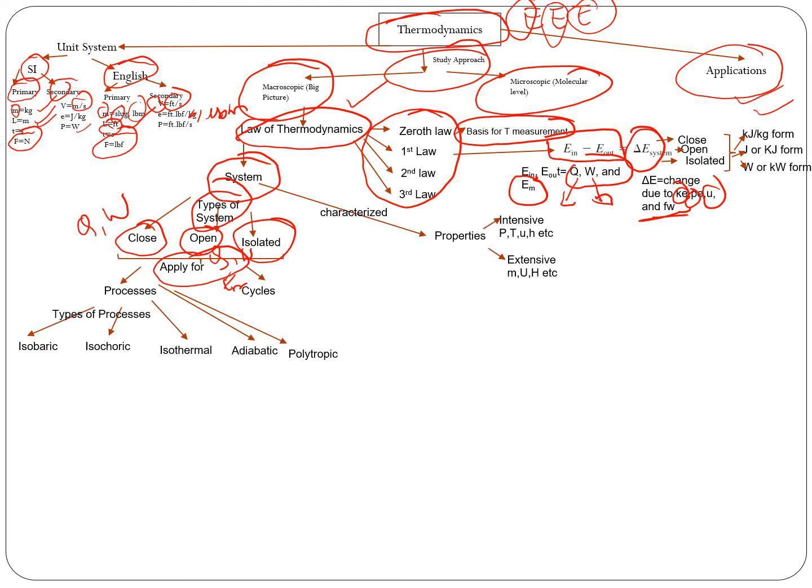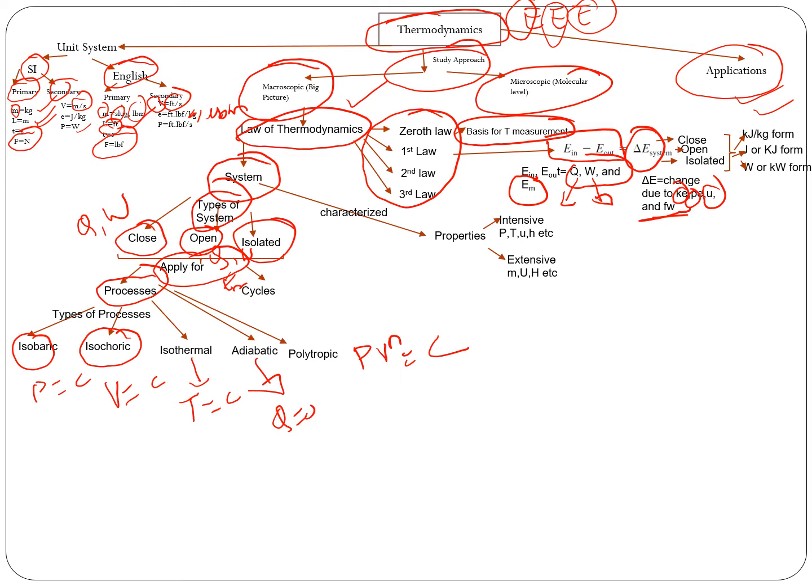And you can apply this system for different processes. It could be isobaric process where pressure is constant. It could be isochoric or isometric process where volume is constant. You could also apply for isothermal process where temperature is constant. Adiabatic means there is no heat transfer. Polytropic means defined by PV^n equals constant.